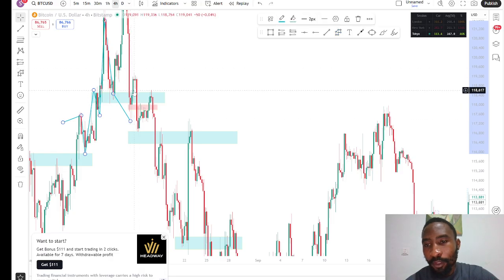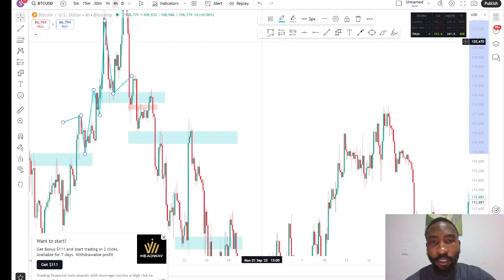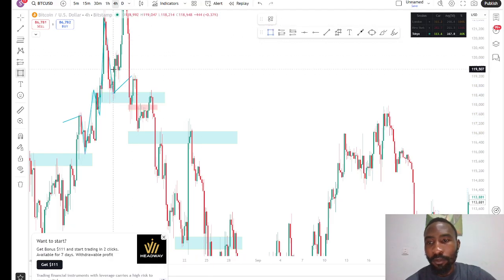A break below. Now we have the market in this area retesting, creating a new lower high. This happens to be a new swing high, a new lower high, because we have a new lower low here. So now I should mark this area up too.